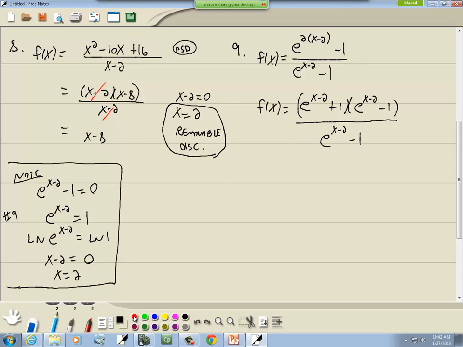Now, after I've factored the top and factored the bottom, I see that e to the x minus 2 minus 1 and e to the x minus 2 minus 1 match. So those are going to cancel away. I'm just left with e to the x minus 2 plus 1, which tells us that for this problem, x equals 2 is a removable discontinuity, because it canceled away. We removed it from the problem.